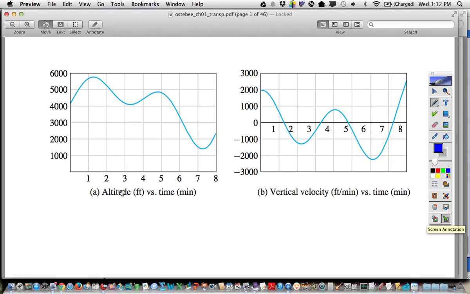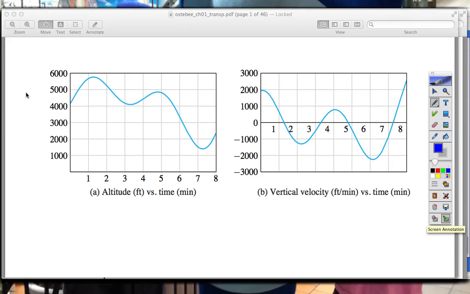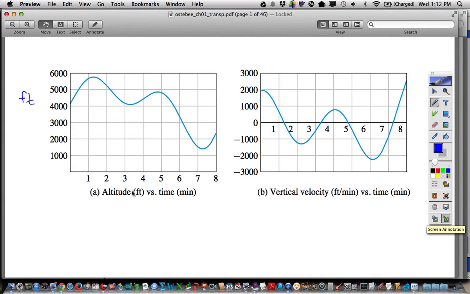This graph is altitude. So this is feet along here, and this is time down here in minutes. Okay, now picture this balloon. Close your eyes if you want to. Of course, you can't look at the graph and close your eyes at the same time. So look at the graph. Think about this balloon. This is the altitude of the balloon. Now close your eyes and picture the balloon. Okay, now you can open them.